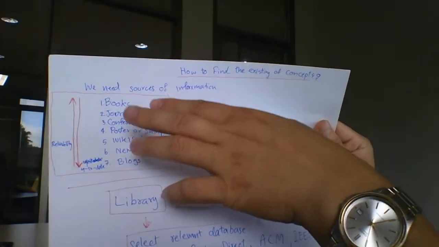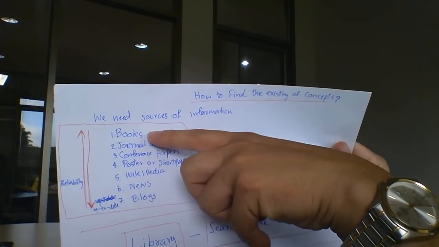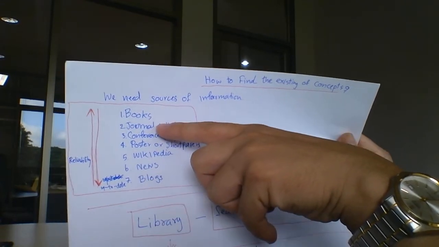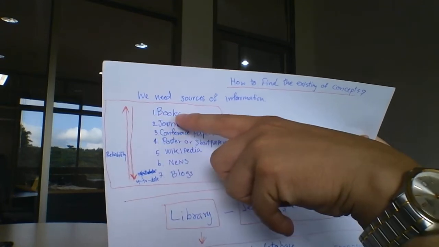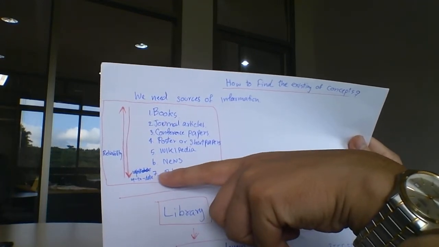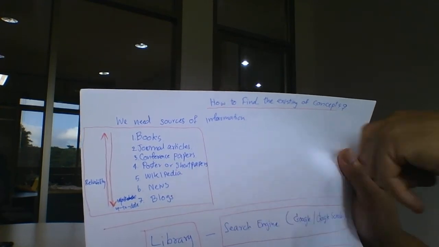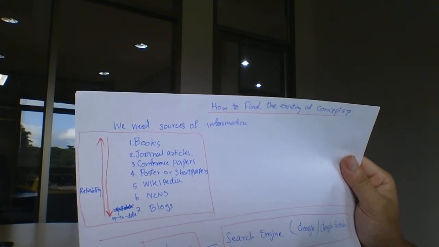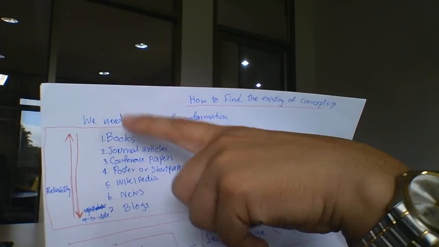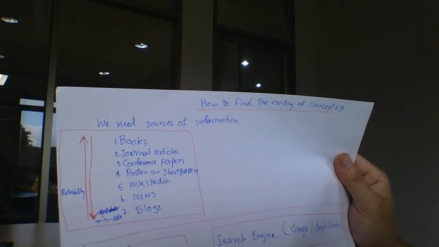And it's the opposite of up to date, because books need a lot of process to come out, so they are very firm, very reliable, but they are not up to date. So news, blogs, Wikipedia are much more up to date, but they are less reliable. This is how media that we can look for information range.